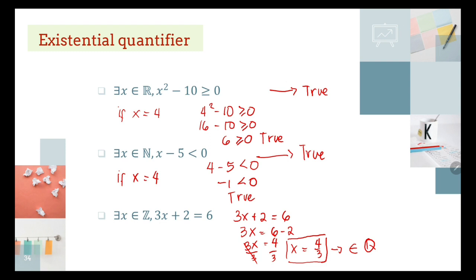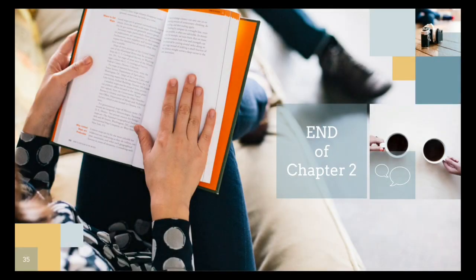A rational number, 4/3, is the only number that would make the statement true. So that would mean I cannot find an integer that would satisfy this equation. So this is a false statement. And that's the end of chapter 2.